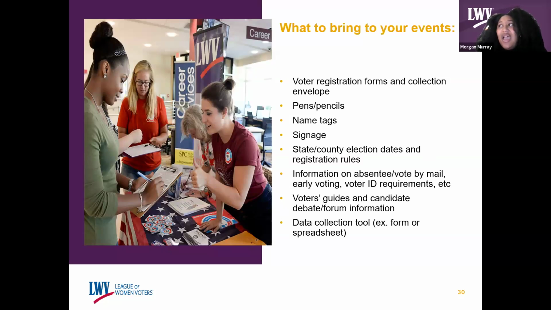Thank you. And then also any collection envelope that you may want to use for your completed registration forms, any pens and pencils, any things for people to write with, name tags, signage, any state and county election dates and registration rules, information on absentee, vote by mail, early voting dates, voter ID requirements, and other things that voters may need to know. If voters guides are available in your area, think about those, and any candidate debate or forum information. As well as a data collection tool, either a form or a spreadsheet that you may be using to collect contact information to follow up with those people that you've registered.